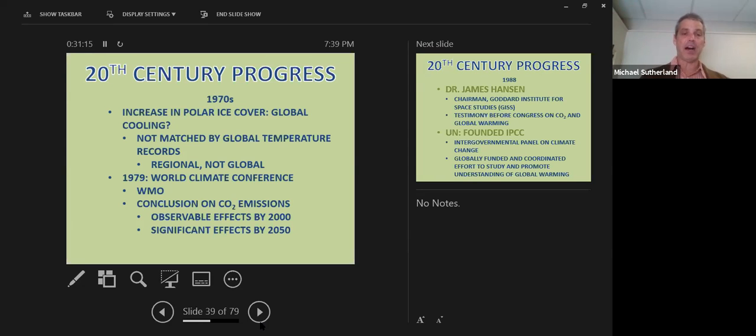And in 1979, the World Meteorological Organization organized a conference around this explicit idea that the world is in fact warming up due to our agency, and that there would be observable effects by the year 2000, and there would be significant effects for society by 2050. And I would say that prediction has proven so far to be pretty much right on. And we've already seen several significant effects.